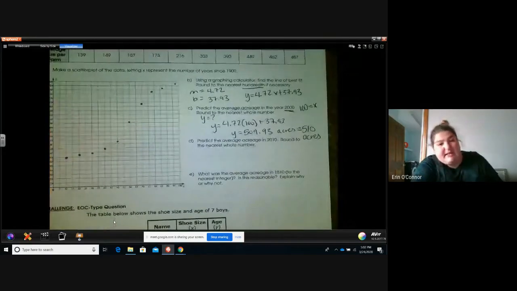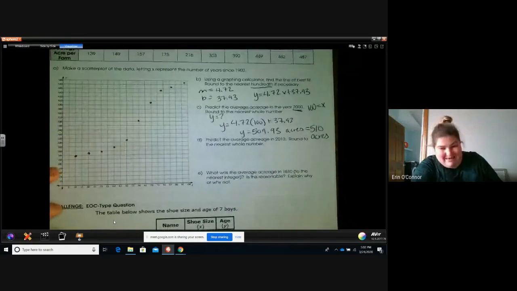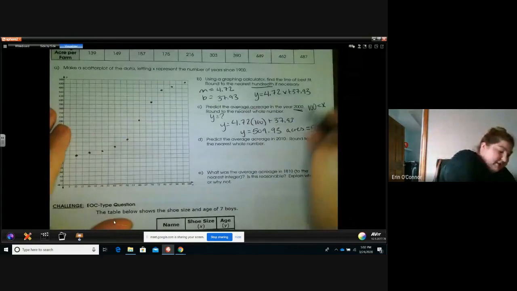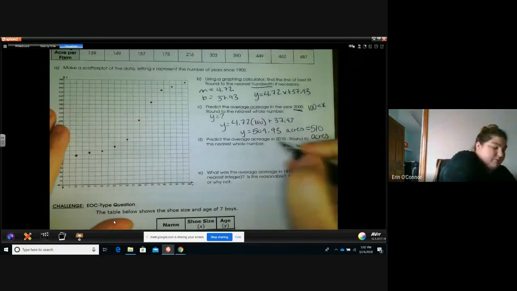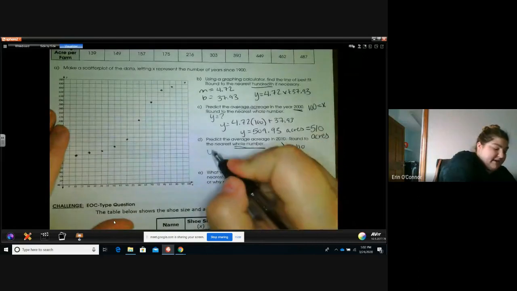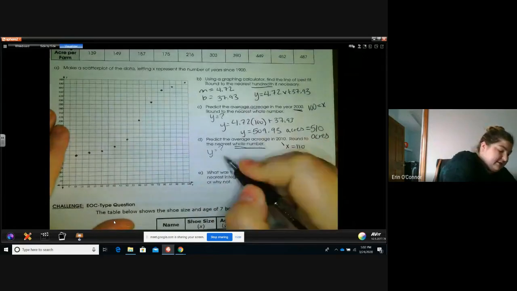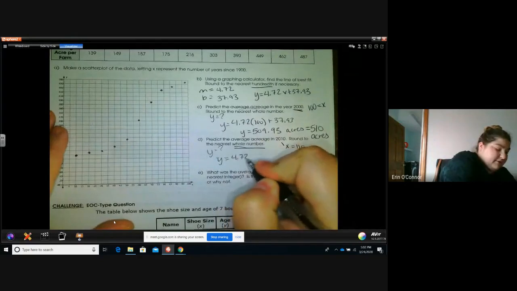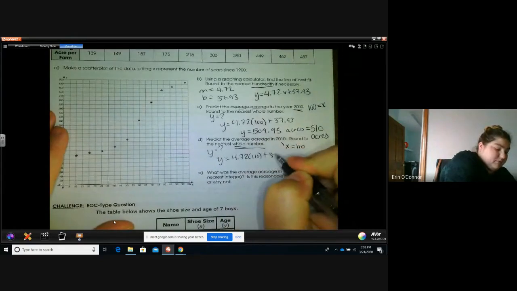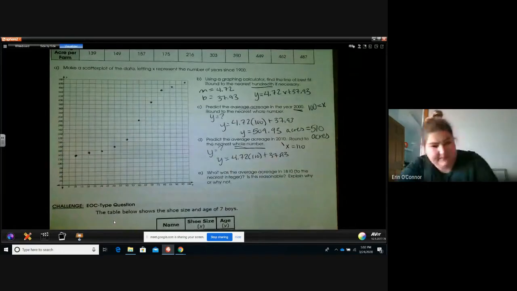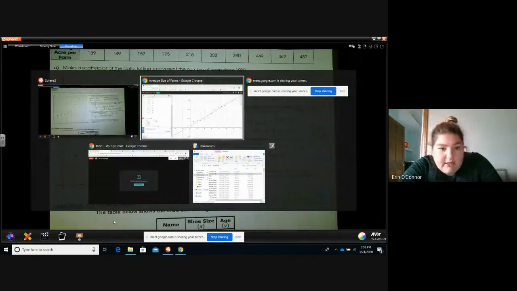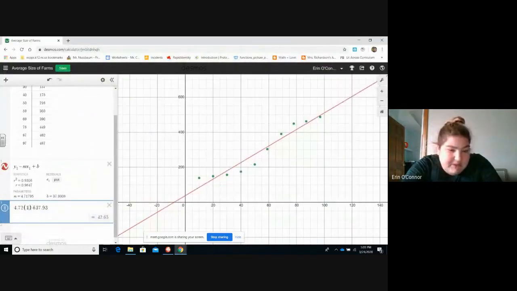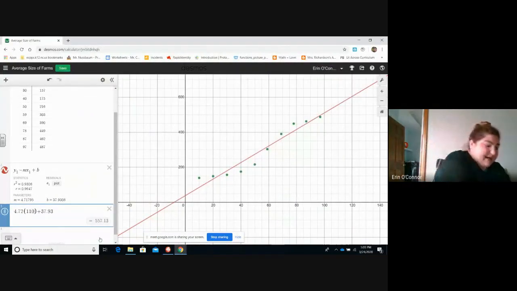The next one, predict the average acreage in 2010. So how many years past 1900 are we at? We're 110 years past, and we're rounding to the nearest whole number again. We're finding Y this time again, because X is 110. So Y equals 4.72 times 110 plus 37.93. Cool thing, we can just take this 100, cross out, and put 110. Make your life easy. And I get that Y is, now remember, rounding to the nearest whole number, 557 acres.